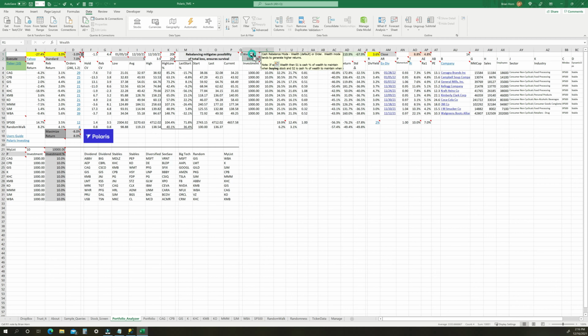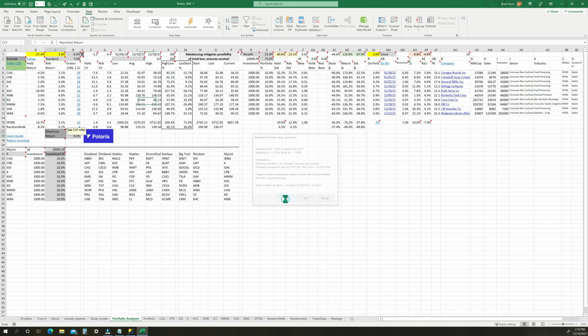So I'm going to go ahead and go with the wealth mode, and then 25% of wealth to be maintained when buying stock, and 75% of cash to maintain when selling stock. So now with those values set up, going to now run maximize return.